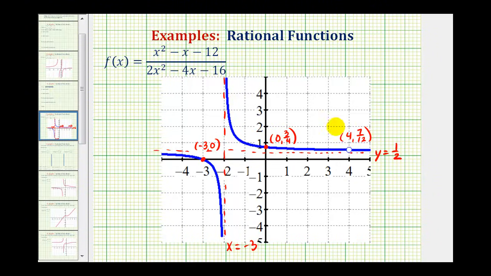Here's the hole in the function at x equals 4. Here's our x-intercept of negative 3, our y-intercept of 3/4, our vertical asymptote of x equals negative 2, and our horizontal asymptote of y equals 1/2. So this graph does verify that our work is correct.